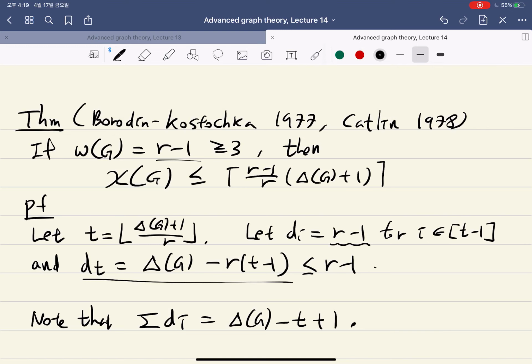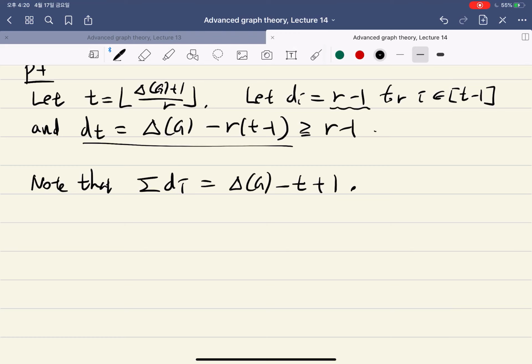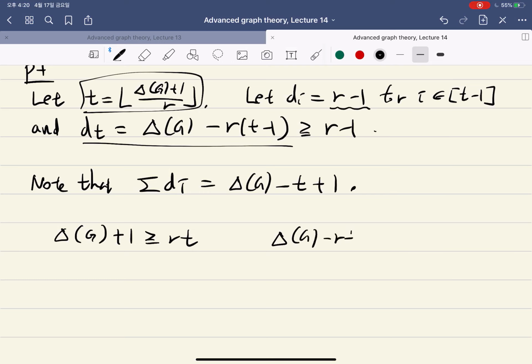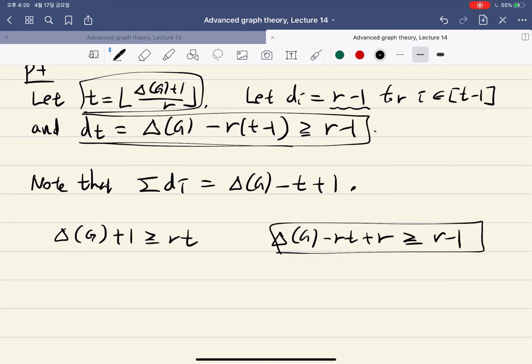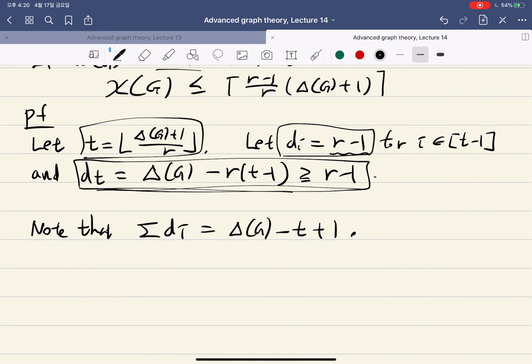Oh, yeah, sorry. This last one is at least r minus 1, because delta of g plus 1 is at least rt from here. So delta of g minus rt plus r is at least r minus 1. So this last number is also at least r minus 1. So we put as many r minus 1 as possible, and then so that the last one is also at least r minus 1.